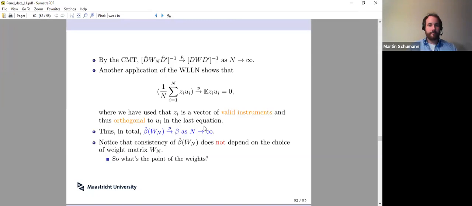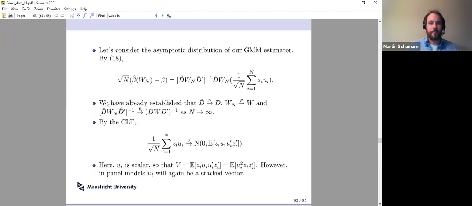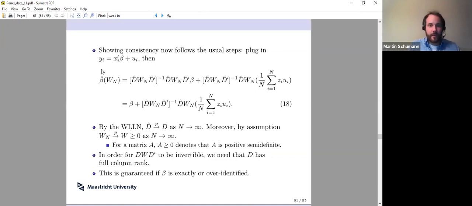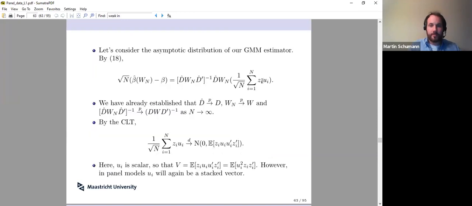Okay, now, if consistency holds for any weight matrix, you may ask yourself, so what's the point of the weights? Why did we even introduce the weights? And this is what we will see in the next step when we look at the asymptotic distribution of the GMM estimator. Okay, now if you go back to equation 18, and you take beta to the other side and you multiply this side then by square root n, and you get 1 over square root n here. This is precisely what you get.